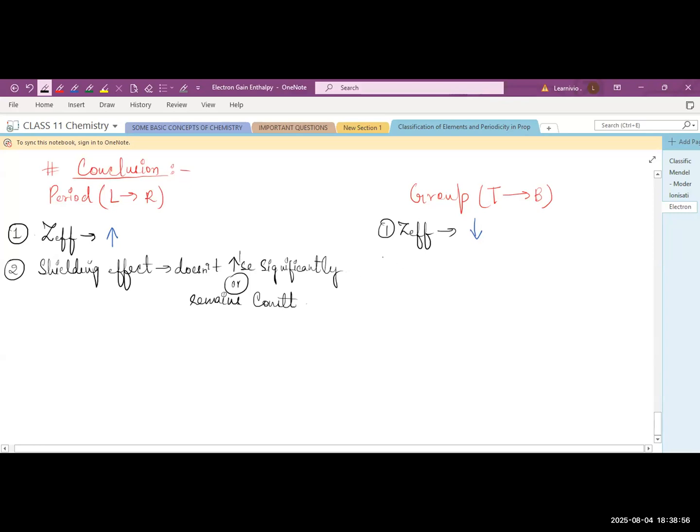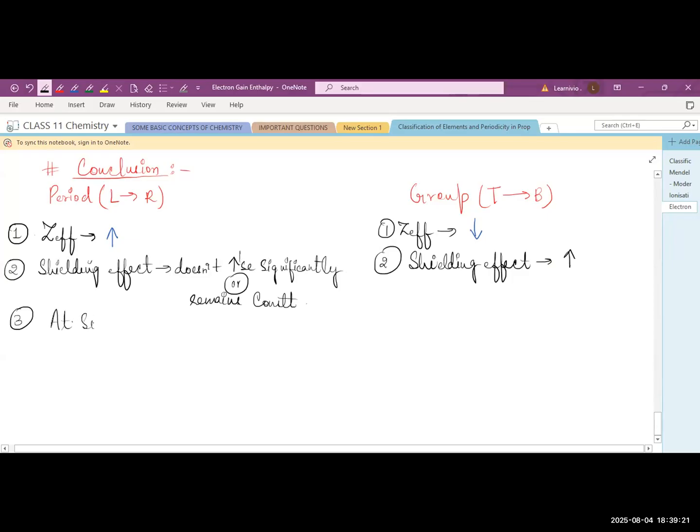And what about the group? Yes, Neha, tell me, what will happen to the shielding effect if we move from top to bottom in a group? It increases. Very good. Increases.